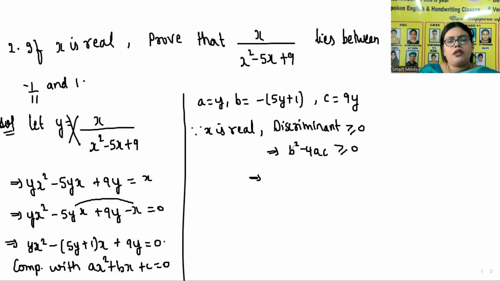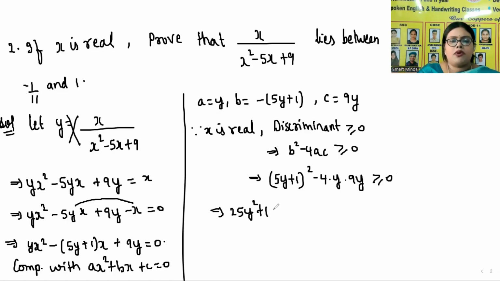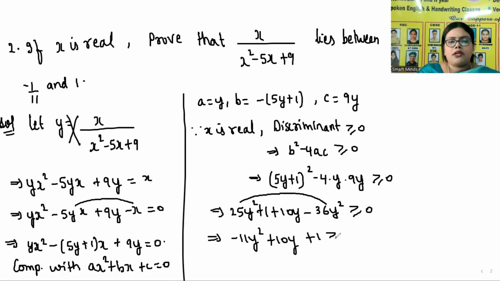So what is b square? In b you have minus of this bracket. So minus of something means it becomes positive when you square it. So it becomes 5y plus 1 whole square minus 4 into y into 9y greater than or equal to 0. Now open the brackets. 25y square plus 1 plus 10y minus 36y square greater than or equal to 0. Now what is 25y square minus 36y square? Minus 11y square plus 10y plus 1 is greater than or equal to 0.